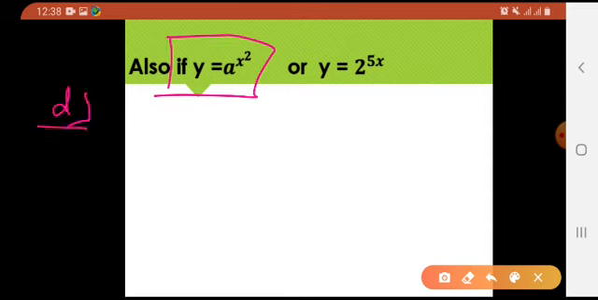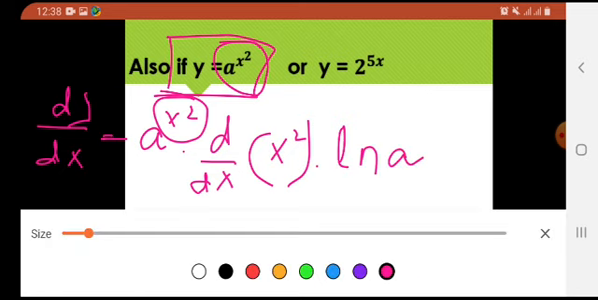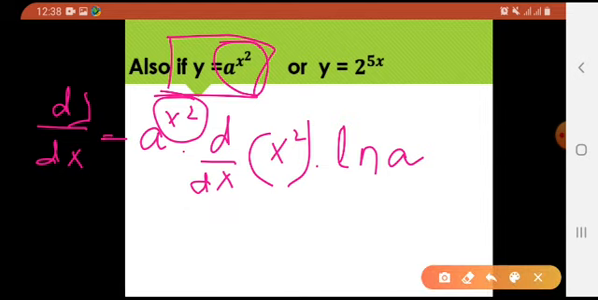So the derivative would be, I have to find the derivative of this. As per the formula, a raised to the power x square as it is into derivative of this exponent, which is x square, into natural log of the base. Now here the base is a, so it would be this. Let us clarify the total answer. What would that be? It would be a raised to the power x square as it is.